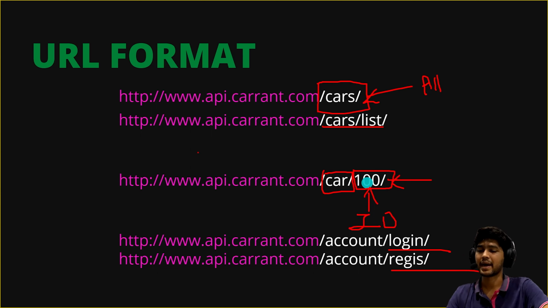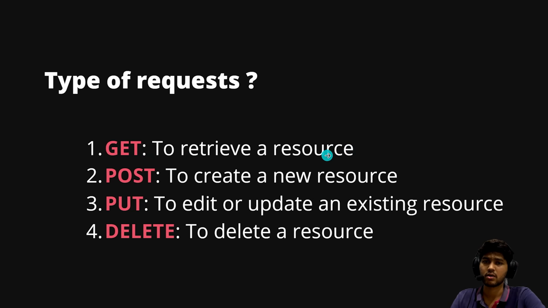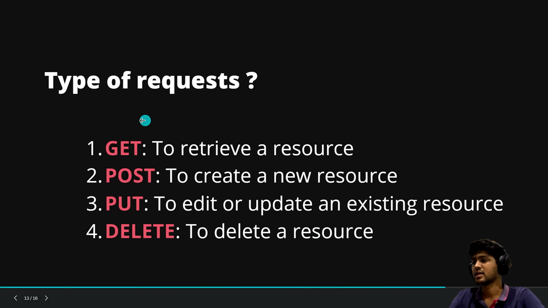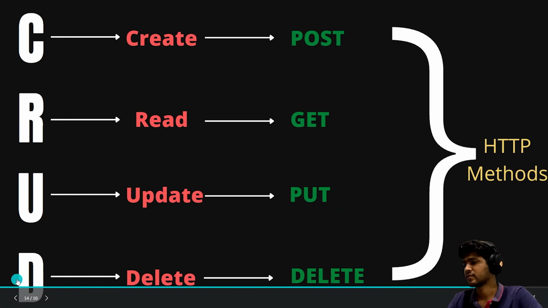Next is methods. There are four types of methods: GET, which is used to retrieve resources or data; POST, which is used to create an object or a resource; PUT, which is used to update particular data; and DELETE, which is used to delete an object. Combining these, in the technical world we call this CRUD. You might be familiar with CRUD operations. C means create, which is the POST method. R means read, which is the GET method. U is for update, which is the PUT request, and D is for delete, which is the DELETE method. This is what CRUD stands for.